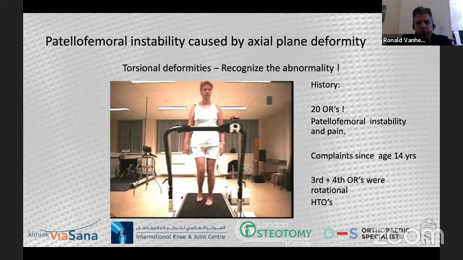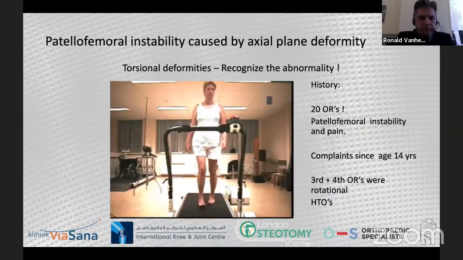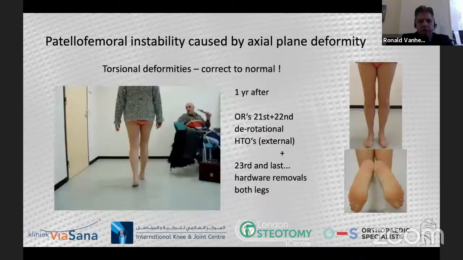So after these surgeries, there were 16 to follow, all kinds of arthroscopic, MPFL, and I don't know how many small soft tissue surgeries she had, but it added up to 20. And if you look at the patient walking like this, of course, that patella tracking is abnormal. This was an overcorrection. So I was happy to do the 21st and the 22nd and the 23rd surgery, and the 23rd was her last hardware removal for both legs.